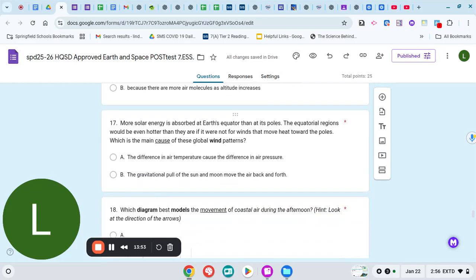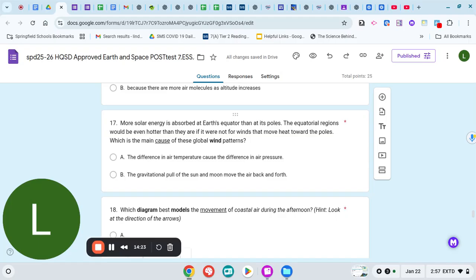Number 17. More solar energy is absorbed at the equator, Earth's equator, than at its poles. The equatorial regions, meaning the regions at the equator, would be even hotter than they are if it were not for the winds that move heat from the equator towards the poles. What is the main cause of these global wind patterns?